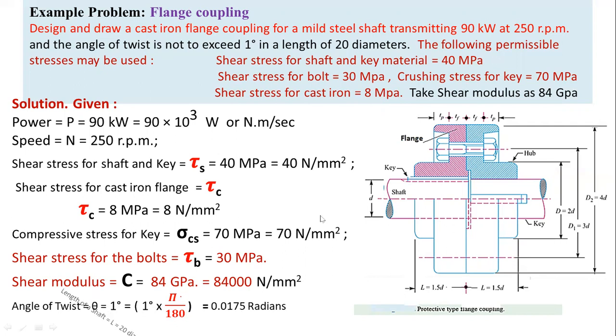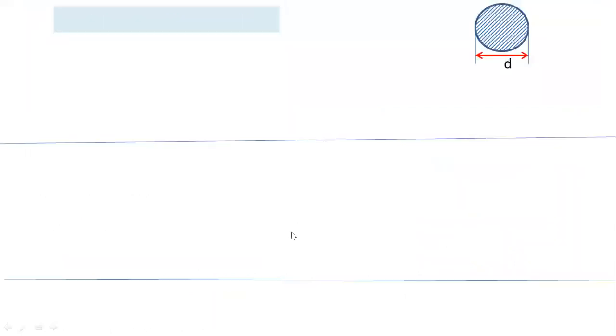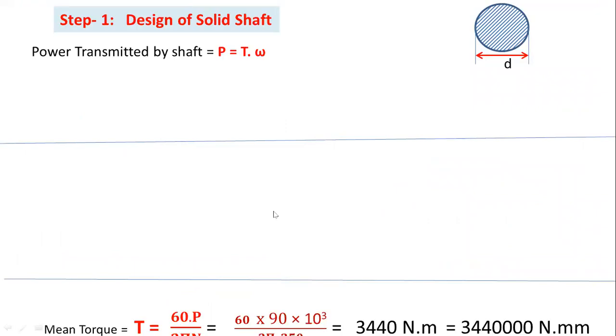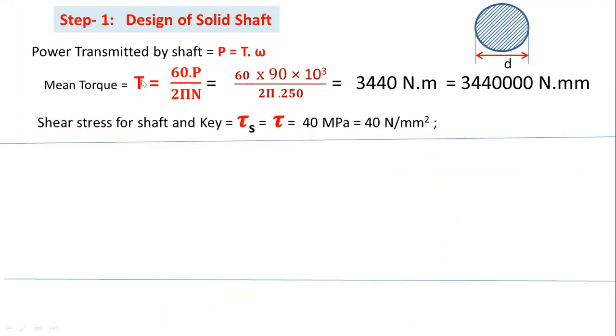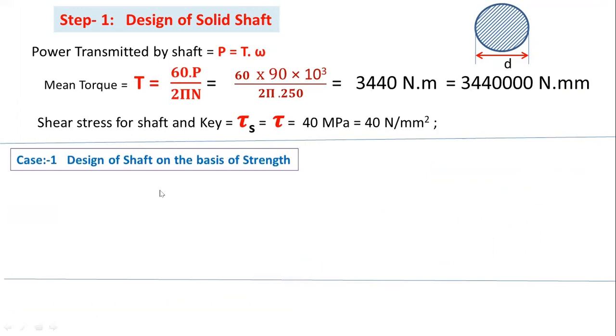Now the length of the shaft L equal to 20 diameters. That means 20 times the diameter of the shaft. Okay, length of the shaft equal to 20 into D. In the first step, you have to design a suitable size of solid shaft. Okay, so torque equal to 60 P by 2 pi N. From this equation, you can get the value of mean torque. After getting the mean torque, you have to use this formula to determine the diameter of the shaft.